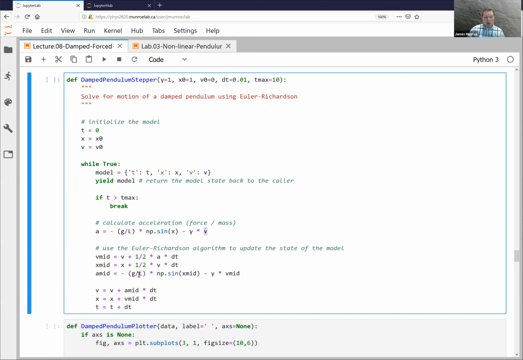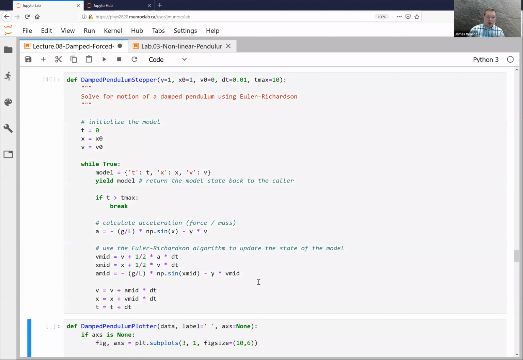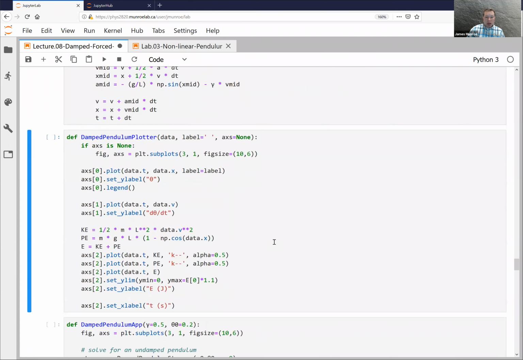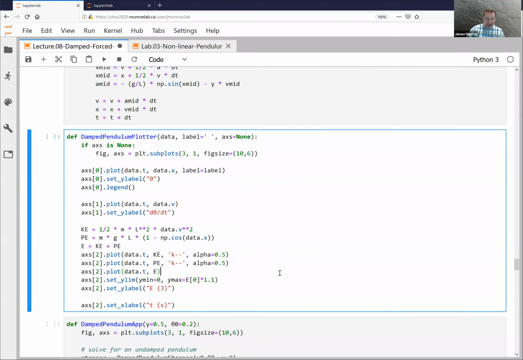And halfway through, we estimate not only the restoring force halfway through, but the drag force or the friction force halfway through. That's the purpose of these mids. So we have to evaluate it twice. But other than that, it's exactly the same code, which we can then go and run. And we can do a plot.